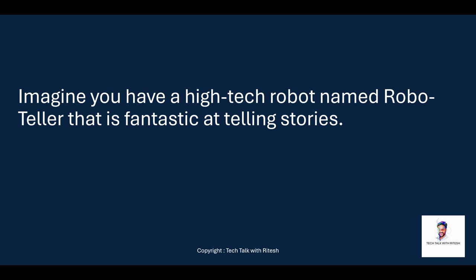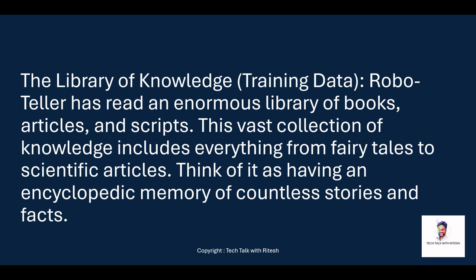Imagine you have a high-tech robot named Roboteller that is fantastic at telling stories. The library of knowledge, which is our training data. Roboteller has read an enormous library of books, articles, and scripts. You have fed that data, so many documents you have given to Roboteller. That's why this robot knows the answer to this question or that prompt. This vast collection of knowledge includes everything from fairy tales to scientific articles.